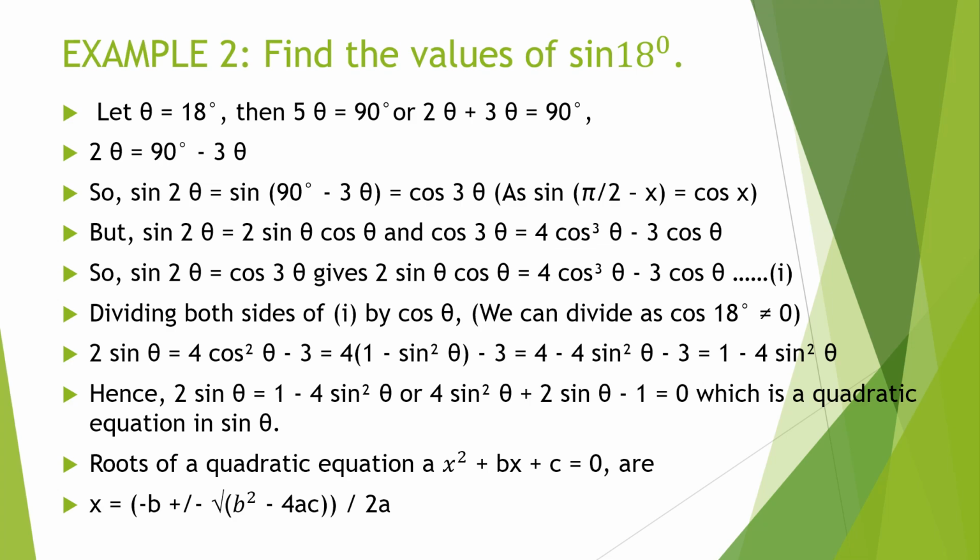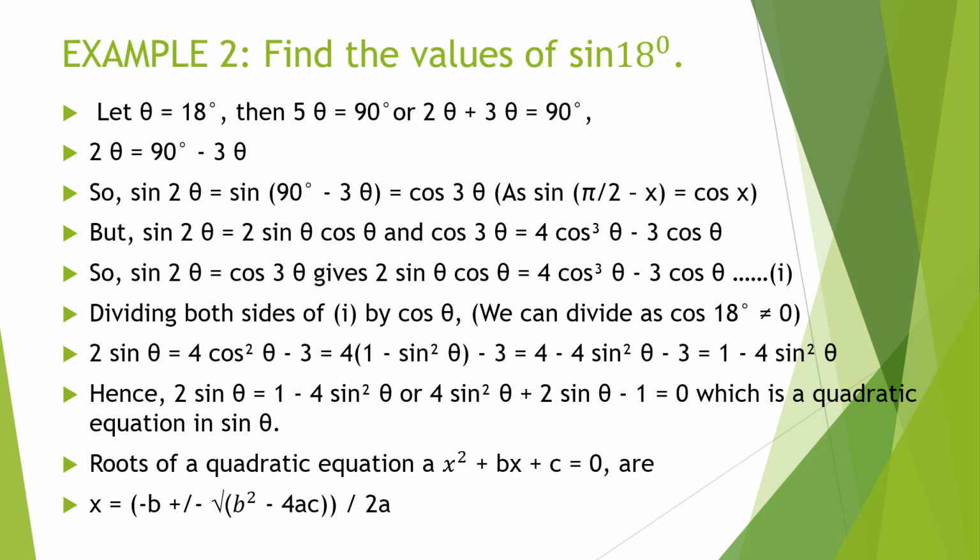But for sine 2 theta, we have a formula: it is equal to 2 sine theta cos theta. And we have another formula for cos 3 theta: cos 3 theta is 4 cos cube theta minus 3 cos theta. So now we have sine 2 theta is equal to cos 3 theta. Putting the formulas, 2 sine theta cos theta is equal to 4 cos cube theta minus 3 cos theta. Let this be equation 1.